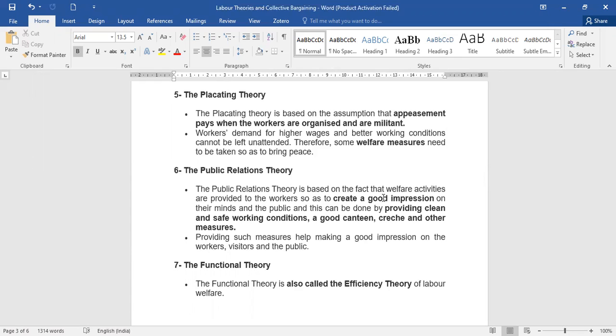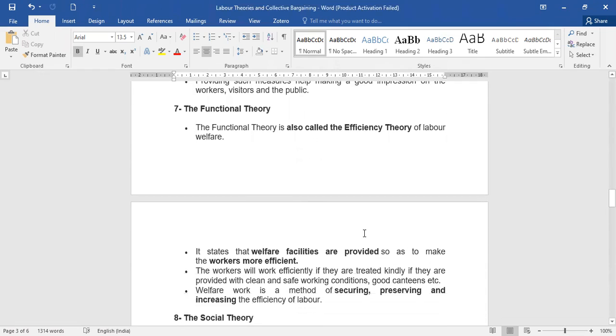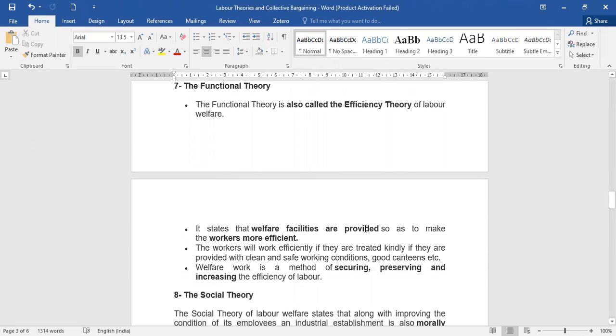The next is the functional theory, which is also called the efficiency theory. This functional theory states that welfare facilities are provided in order to make the workers more efficient. The workers will definitely work efficiently if they are treated with self-esteem, by providing them proper working conditions and good canteens. Welfare work is a method of securing, preserving, and increasing efficiency. So you can ensure efficiency out of this, so that people are satisfied, really motivated, and work their best to give the best results.